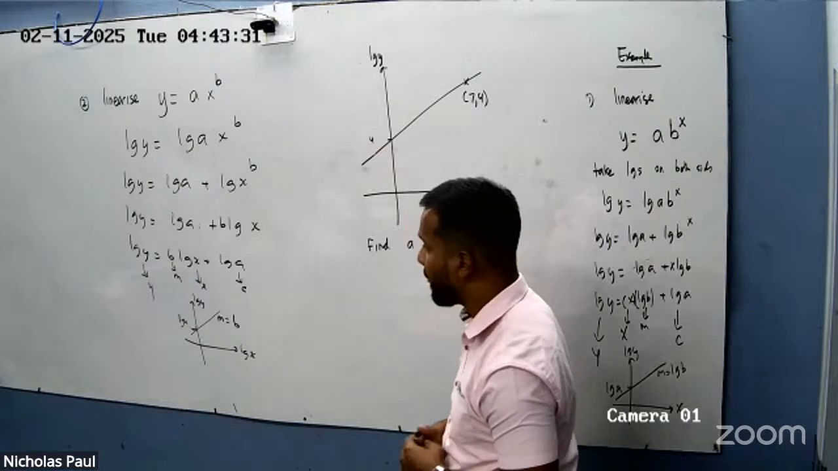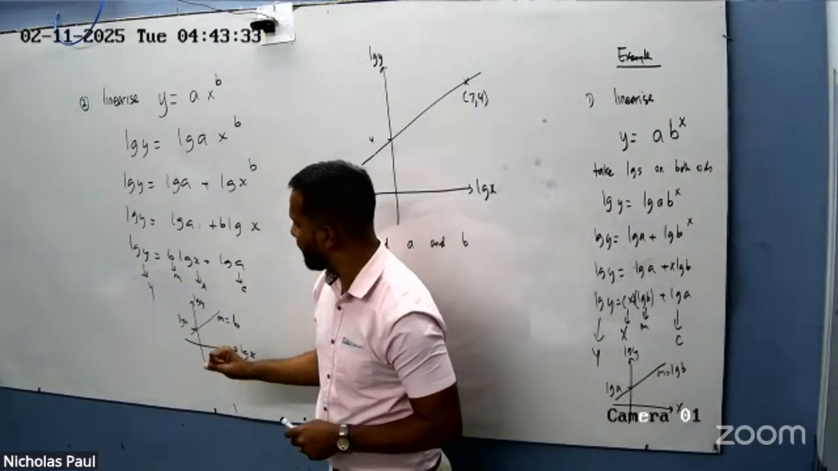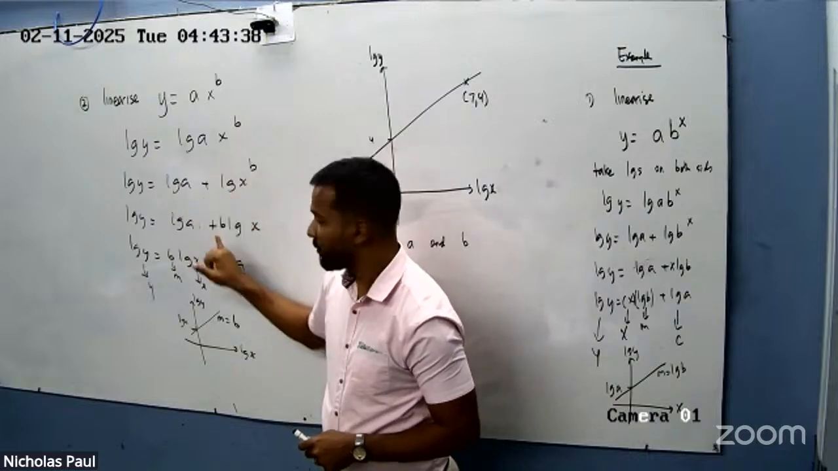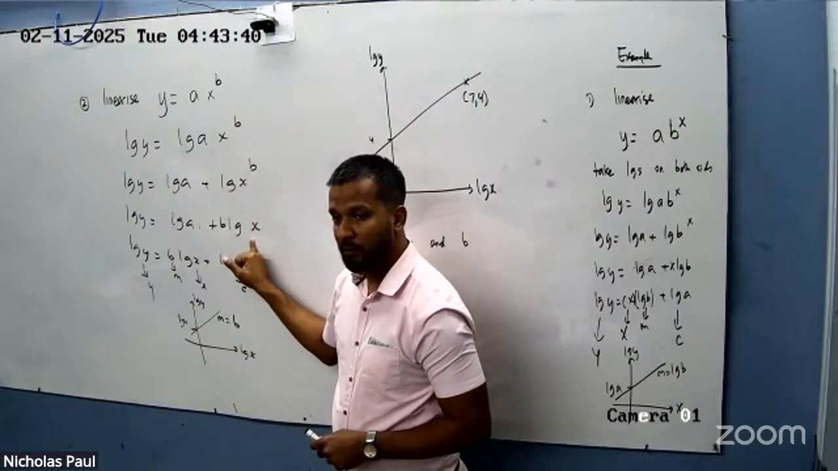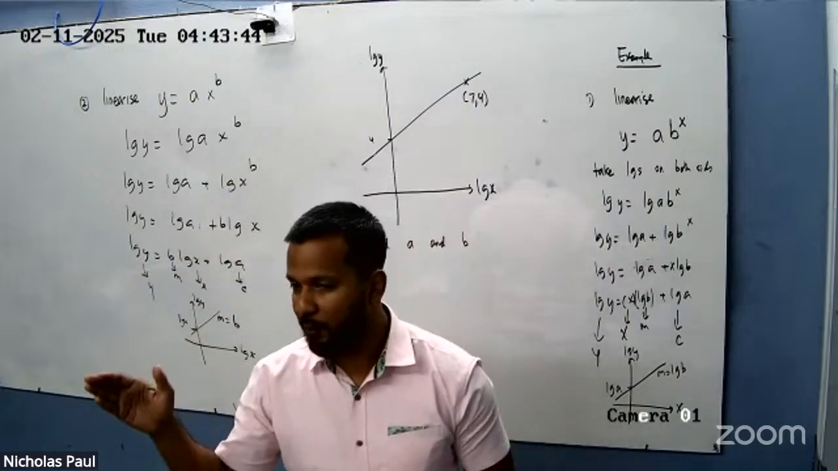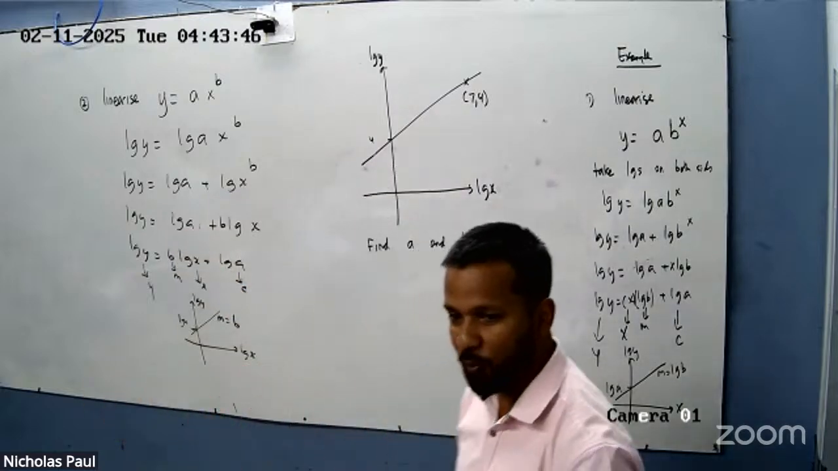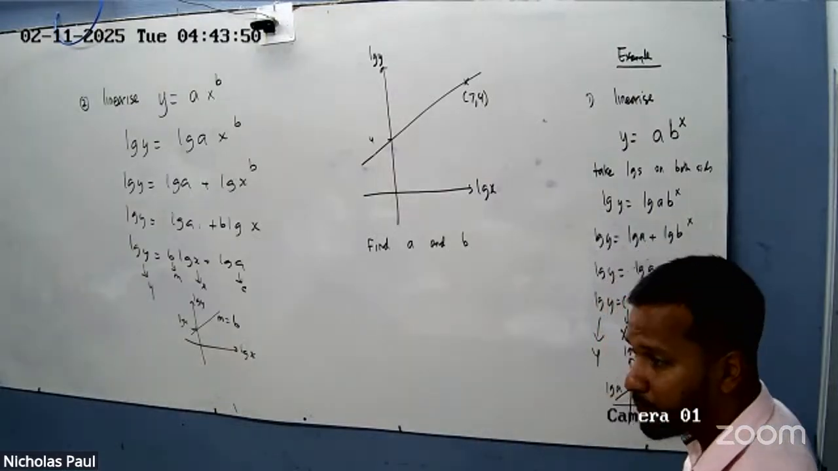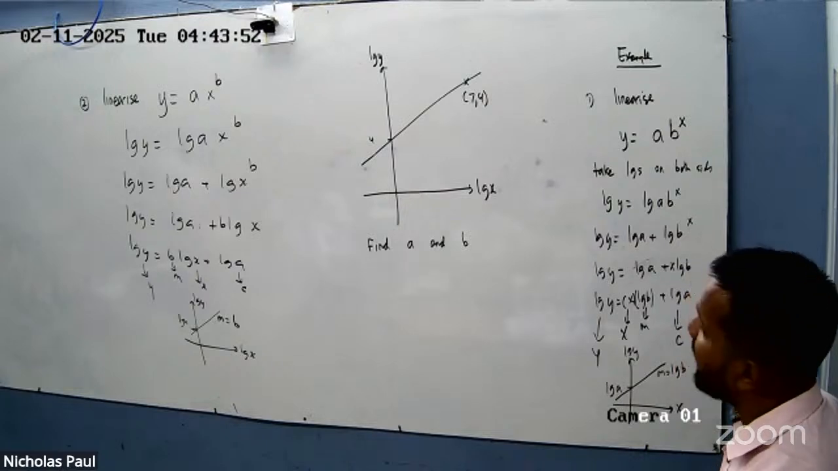Here's why I put B in front of log X: because the B went here. So I just bring the log X on that side. It's always y equals m x plus c, so after the equal sign. See if we can find A and B there. Find the gradient and then find the intercept.